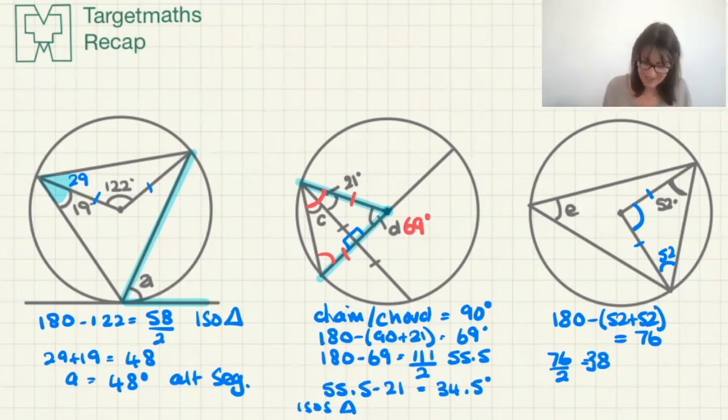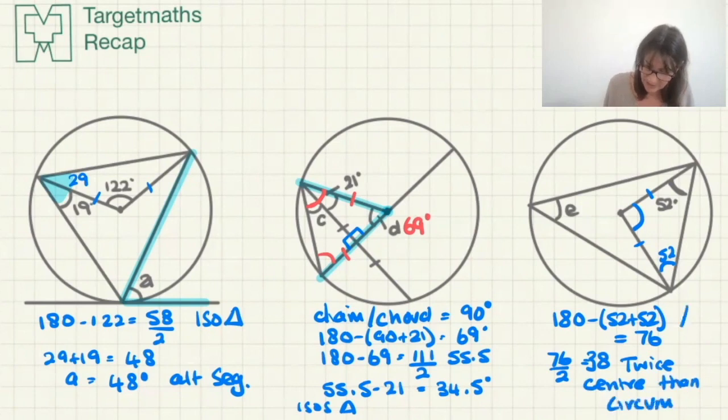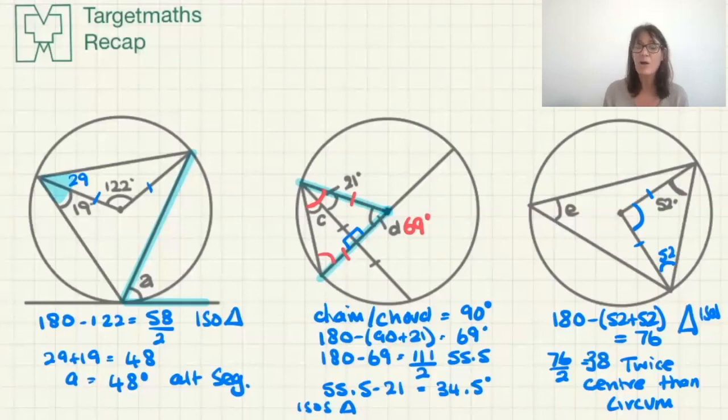And like I say, I shall write it in very shorthand. Twice center than circumference, something like that will do, okay? And obviously here I used the isosceles triangle. Ooh, squeeze that in. Now isosceles, you can see just how much it comes up and how useful it is in our problem solving. It's a really big one actually in circle theorems. Okay, so that's the first 3. Hopefully they went well. So we're going to move on and do another couple.